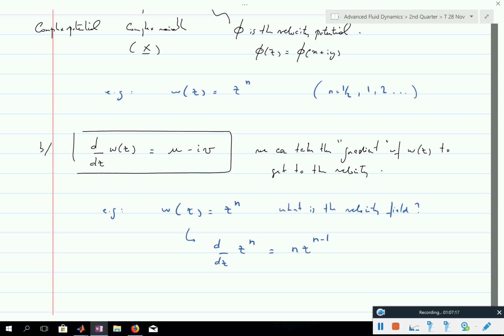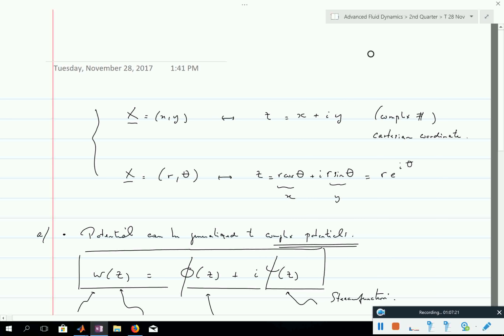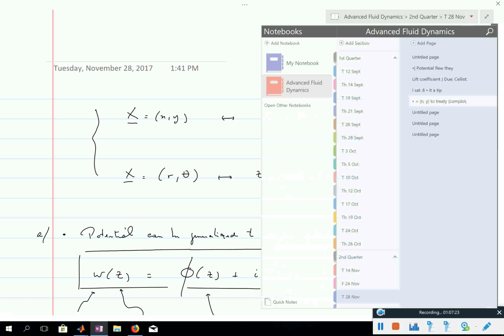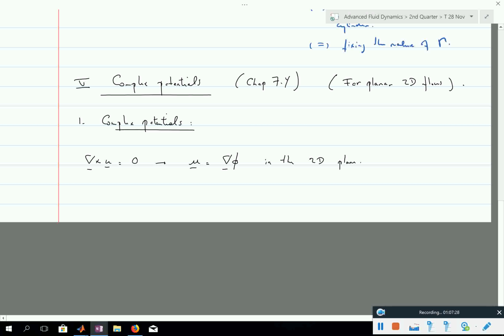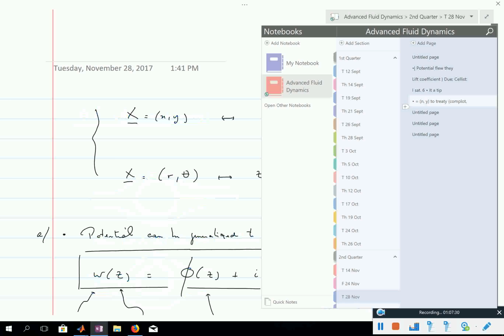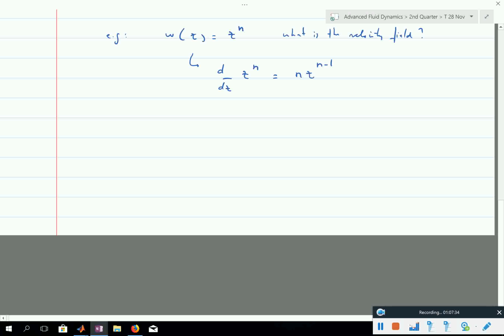Okay, so this is complex potential. What did I do? Number 1 was complex potentials, okay, and number 2, we'll just rewrite everything that we've done before, but with the terminology of complex potentials. So let's do that. So this is 2.